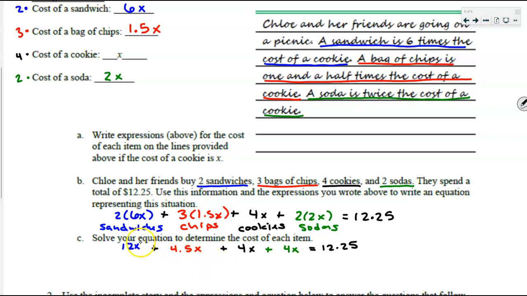Calculators could be helpful here. You should be doing that for sure if you can't do it in your brain. 12X plus 4.5X plus 4X plus 4X. How many X's do I have all together? Good. Happy to see a couple hands. We'll give a little bit more time as you're typing into your calculator or getting that brain to work. Brigham. 24.5X, 24.5 X's, and all of that is equal to 12.25.